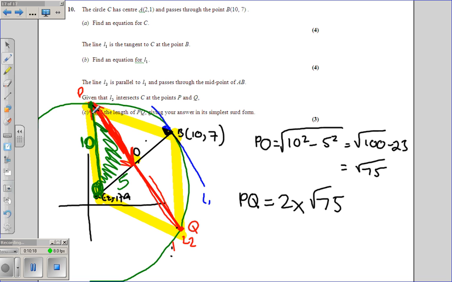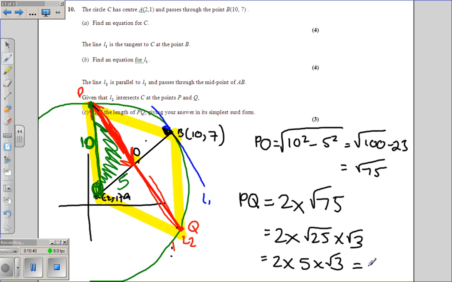Now it says, if you can see it, find the length of PQ giving your answer in its simplest surd form. So we need to simplify this. Root 75 is 25 times 3. So root 3 times root 25. Because 25 times 3 is 75. So you end up getting 2 times 5 times root 3, which equals 10 root 3. So you'll get 1 mark for simplifying it and 2 marks for working that out. Easy maths, but I think it's quite hard to spot the quick way of doing that. Now that is the last question.